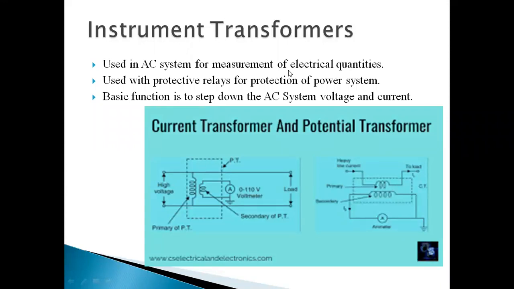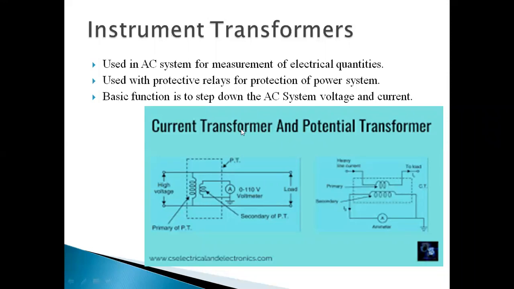These transformers are used for lowering the voltage levels. For transmission purposes we increase the voltage level, so voltage and current levels also. We cannot measure such very high voltages and currents, therefore these are decreased or stepped down to a measurable value, which we can simply measure using our meters. That's why these current and potential transformers are used.